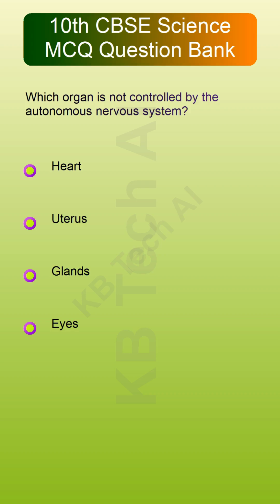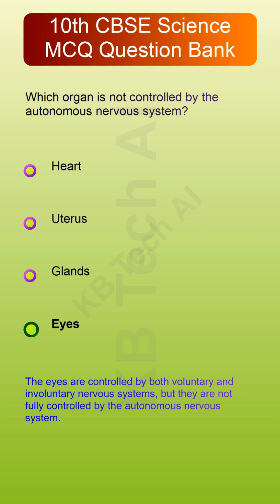Which organ is not controlled by the autonomous nervous system? Option 1, heart. Option 2, uterus. Option 3, glands. Option 4, eyes. The answer is, option 4, eyes.